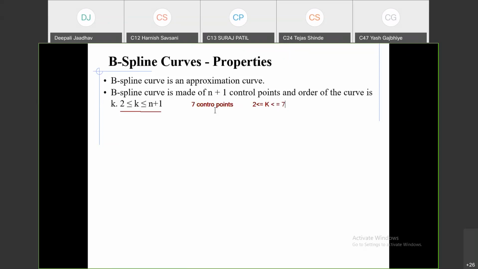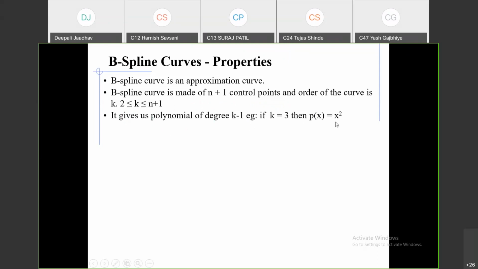Any value up to 7. So that decides the degree of that polynomial curve. It gives us a polynomial of degree k minus 1. Means if k is equal to 3, then the polynomial degree is x square. If k is equal to 4, then x cube. If k is equal to 5, then x raised to 4. Means the degree of the polynomial is always k minus 1.